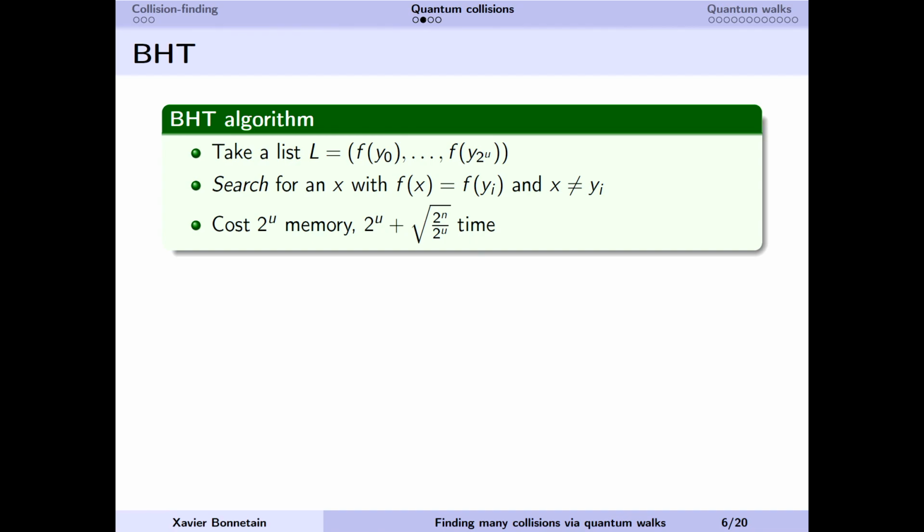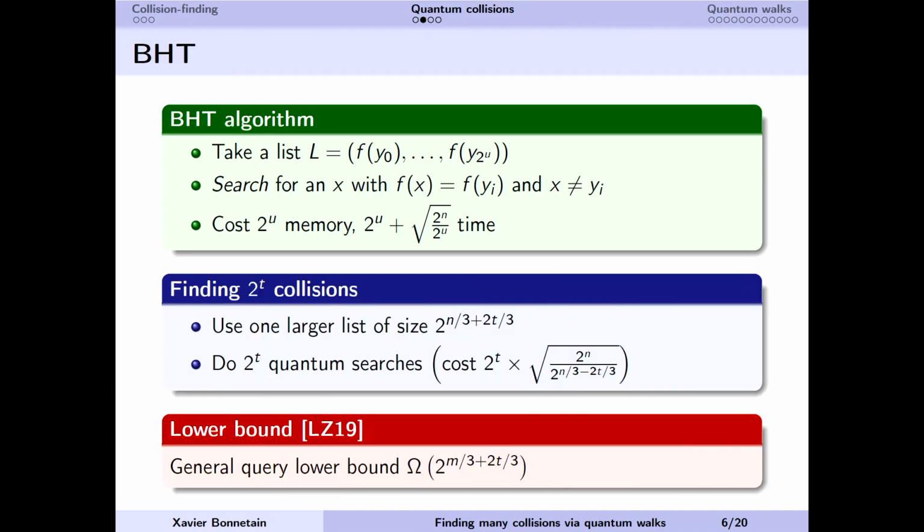The cost of this algorithm is 2^u in memory, because you have this large classical list. Quantumly, you have 2^u, which is the cost to construct the list, plus the cost of the quantum search, which will be 2^n over 2^u: the probability is 2^u over 2^n, you take the inverse of the probability, and you take the square root of that. You can see that this balances at 2^(n/3).